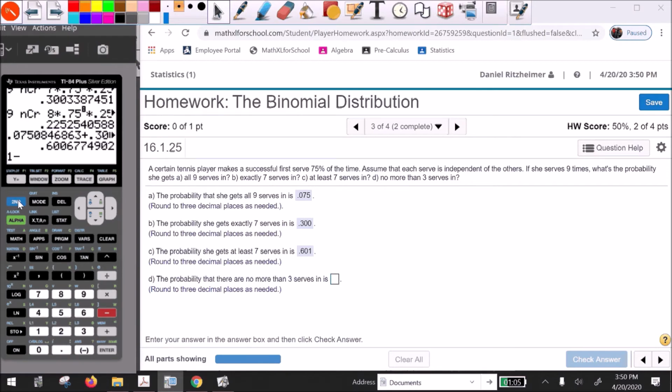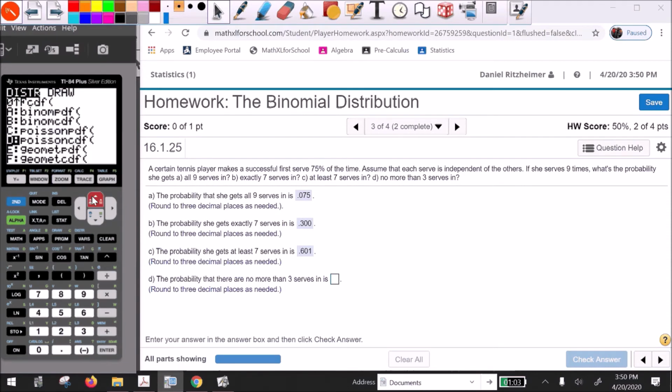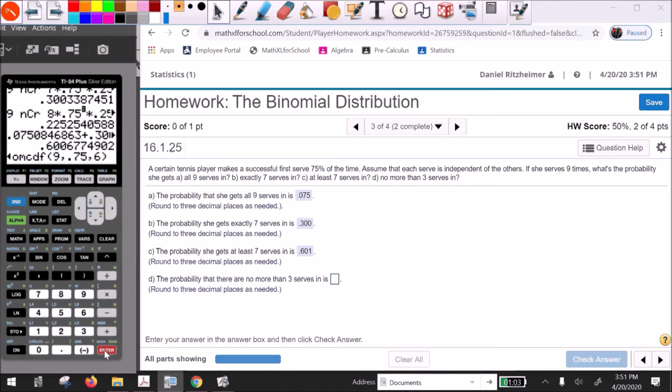So I'm going to do Binomial Cdf on second bars to get into my distributions. Binomial Cdf. There were 9 serves that she took. The probability of making a serve in was 75%. I'm saying the probability of her making 6 or fewer in. And see how it gives us the exact same answer if this is the same as this? That's another way you can do that same problem. And we are going to use that here too.